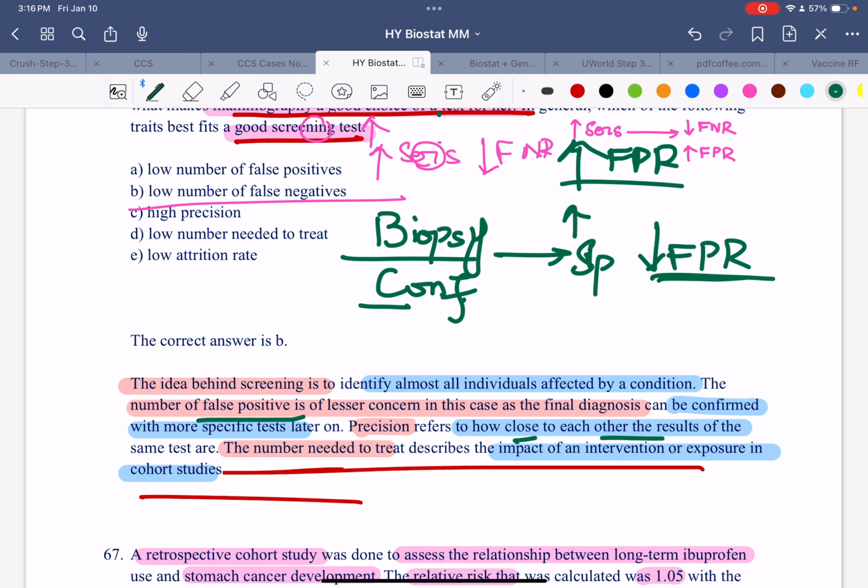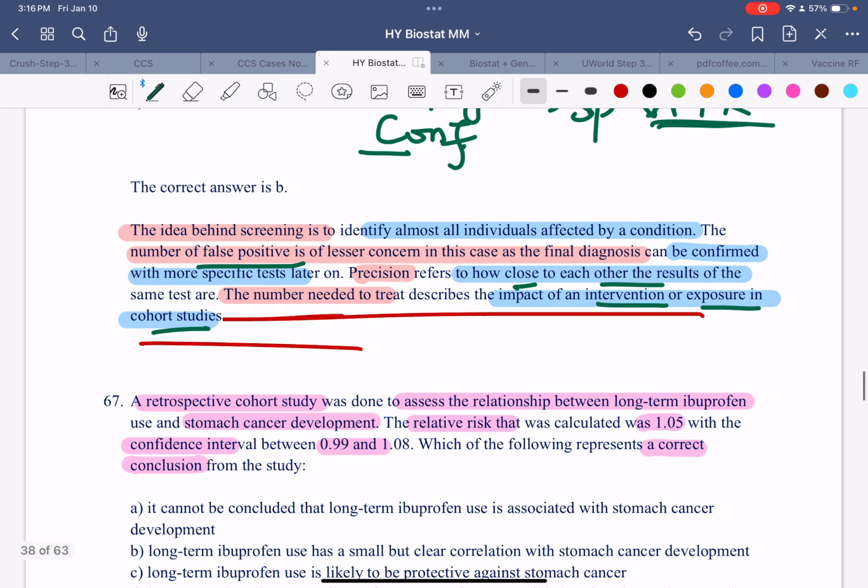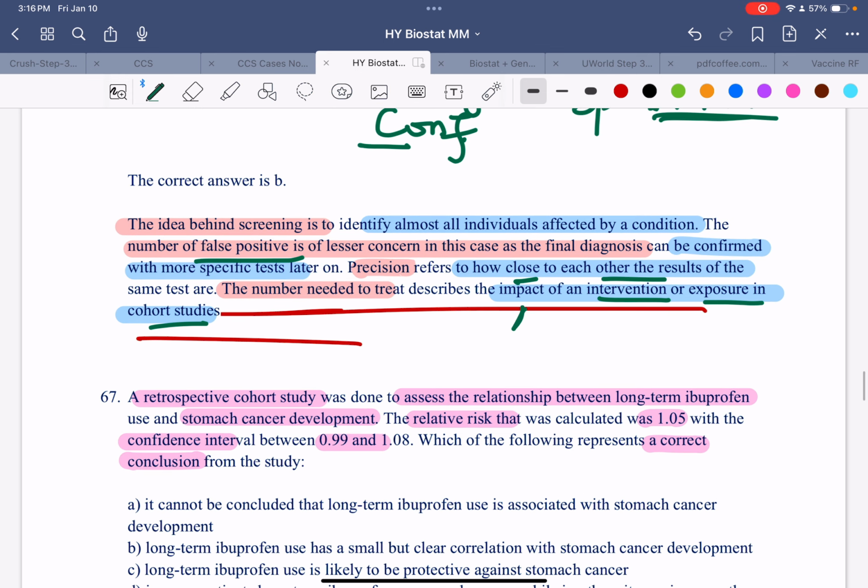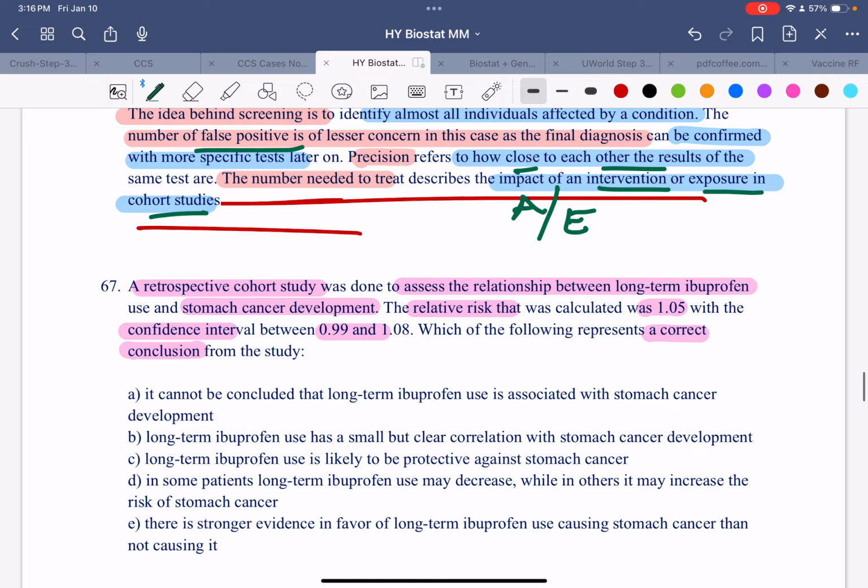How close the results are to each other is known as precision. And the impact of intervention or exposure in cohort studies, right? Whenever we have an intervention or exposure in cohort studies and we want to find the impact, that is known as number needed to treat. Whereas if we want to find the adverse effect impact of intervention or exposure, then this is known as the number needed to harm.